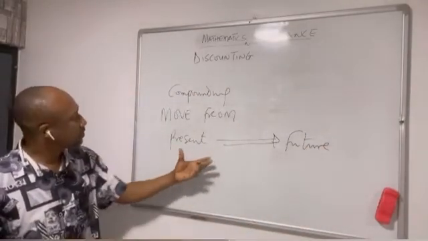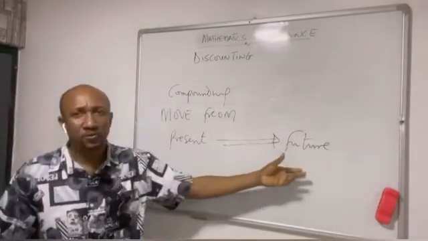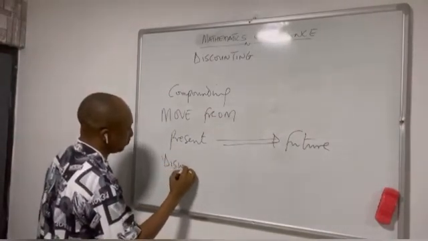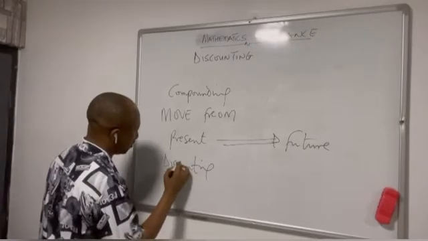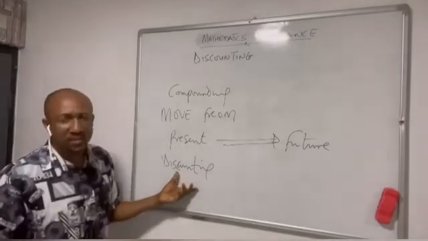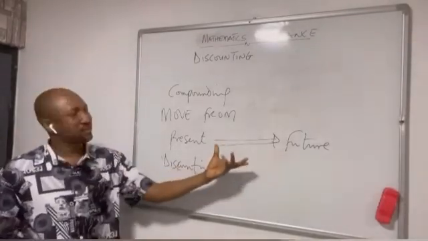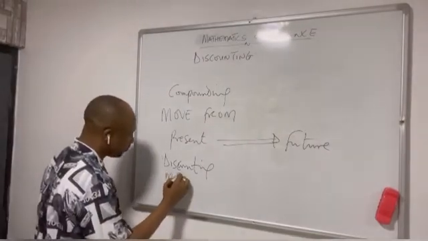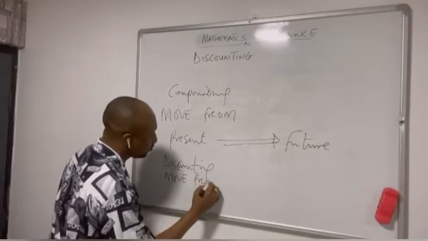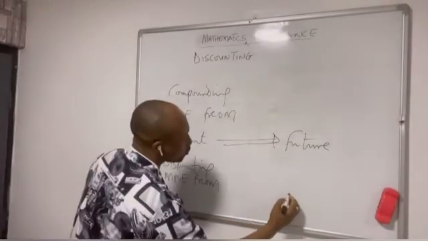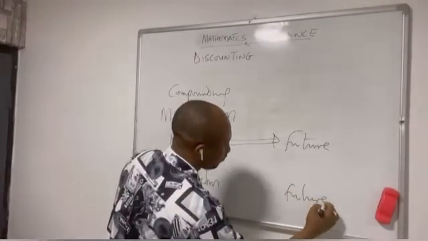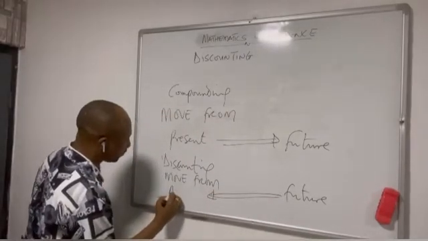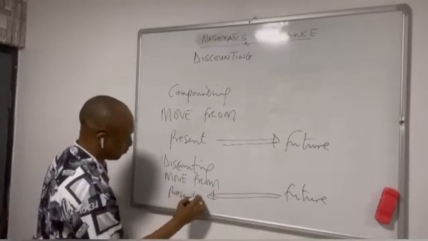In compounding, we move from the present into the future. But in discounting, it is the opposite or the reverse of compounding, in the sense that we move from the future back into the present.